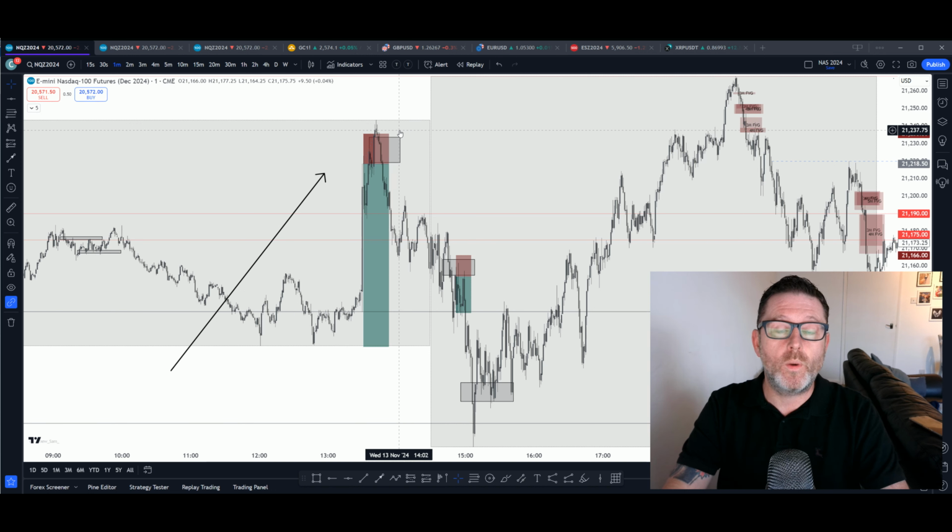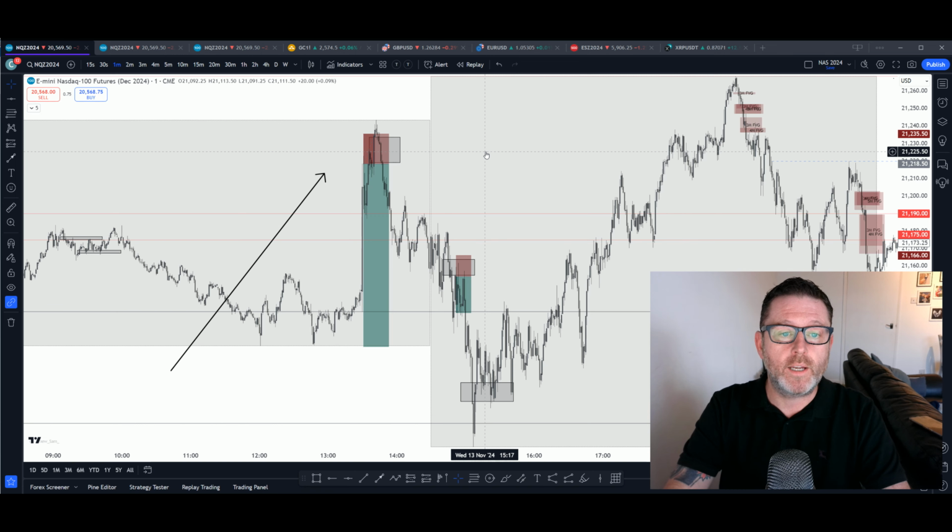And the stop loss that we use is not a hard stop loss. It's if you get a close above that fair value gap. So if a candle closes above the fair value gap, you're then out of the trade.